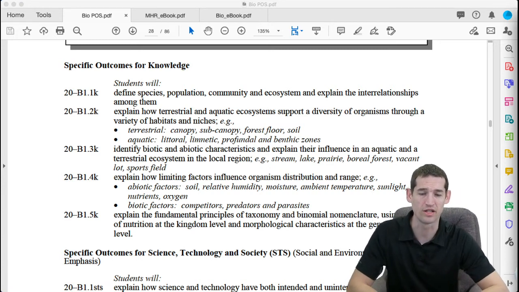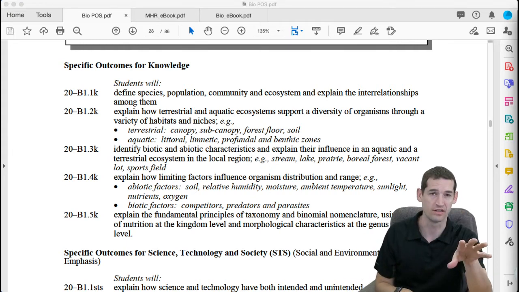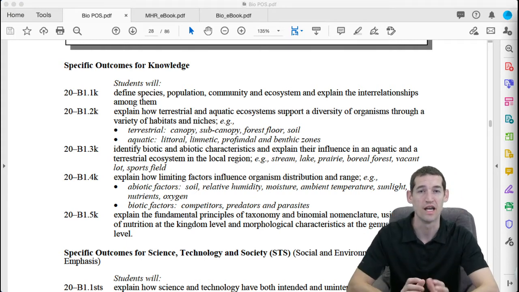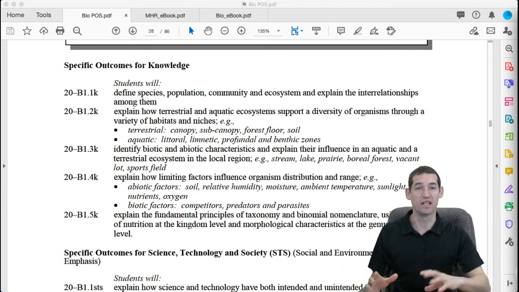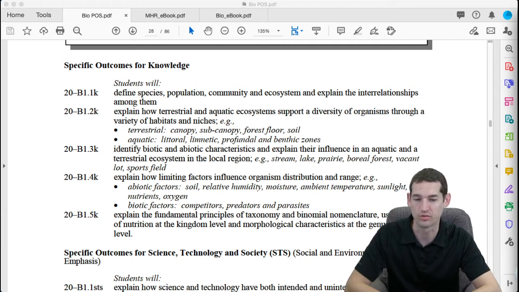Same thing in the aquatic ecosystem. Some things like to be in the littoral zone, some like the limnetic, and some would be in the profundal. And that separation allows for more species to exist there without having to have conflict with other ones.